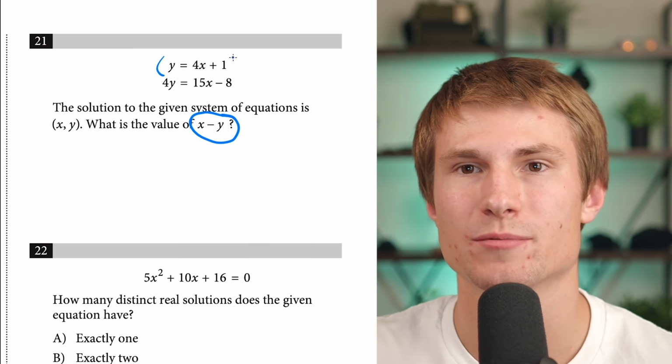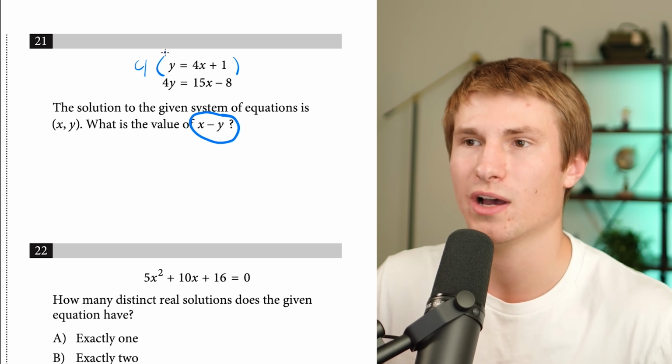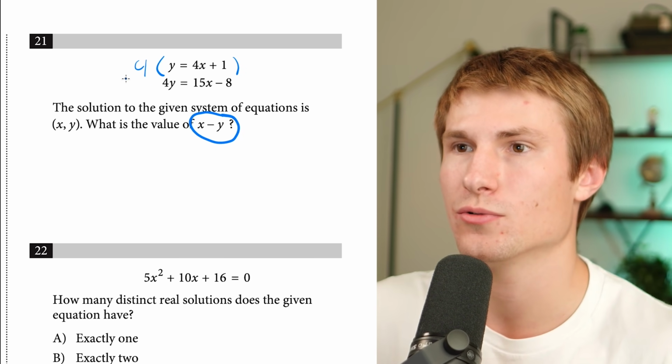Okay. Like I said, sometimes you're going to have to multiply. In this case, I can see that I have y and 4y. So I'll just multiply this top one by 4 to get rid of my y. So I'll do subtraction here.